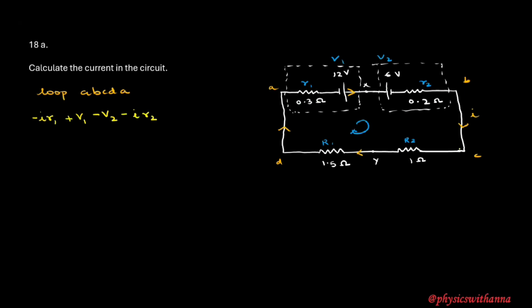Then moving on, you come to resistor R2. And again, we are going in the same direction as current. So it will be minus I times R2. And then same for R1, minus I times R1. And this is equal to 0.